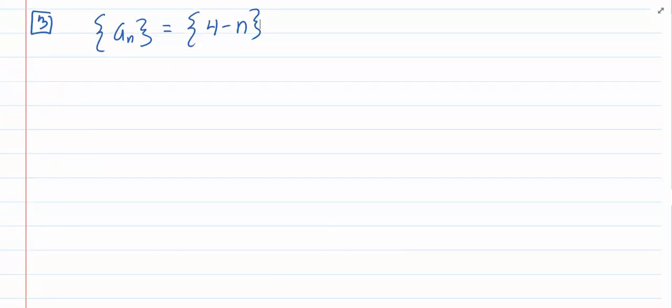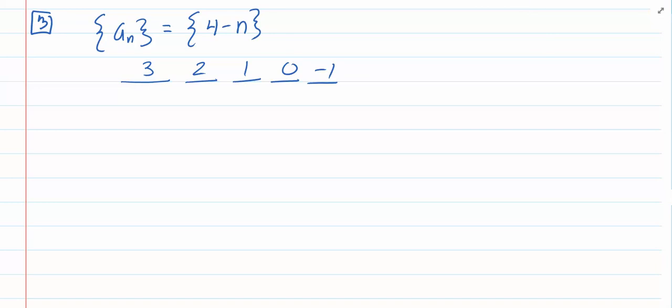Awesome. Okay, I'm giving you a sequence. Here it is. a sub n equals 4 minus n. Please, in your table groups, write out the first 5 terms and determine whether or not this is an arithmetic sequence. If it is, tell me what the common difference is.